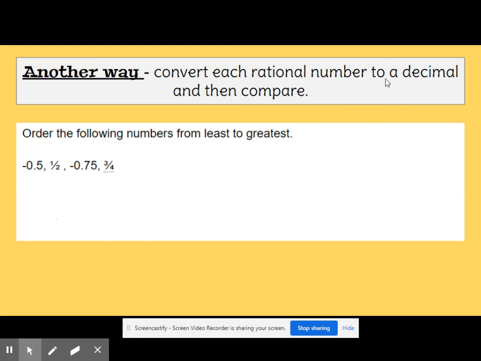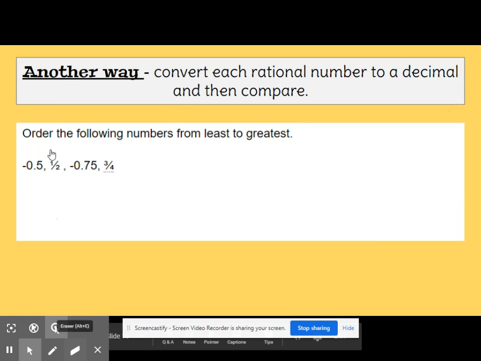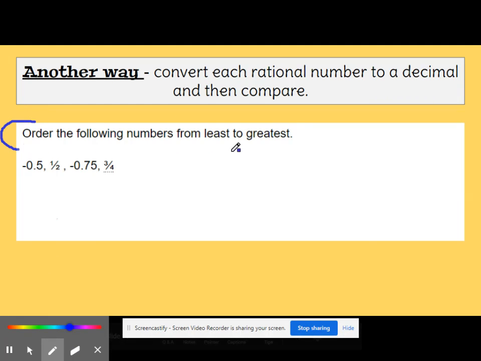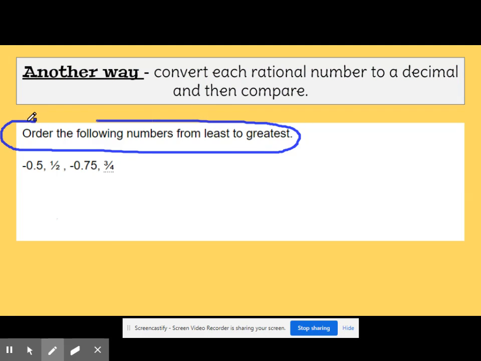So our job is to convert each rational number. Well, our job's right here. Here's the directions. The directions say to put this in order from least to greatest. And instead of making a number line, it's telling me another way. I can convert, that means change, each rational number to a decimal. So I want to change all of these to decimals.